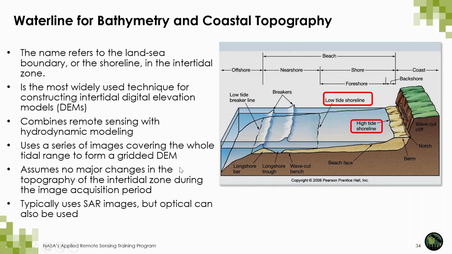From a series of images covering the entire tidal range, a set of waterlines is assembled and interpolated to form a graded digital elevation model, or DEM. The technique assumes that there are no major changes occurring in the topography of the intertidal area during the image acquisition period. For example, no major erosional or depositional changes during that time. For this method, SAR images are typically used for this analysis. Nonetheless, optical data can also be used and even combined with SAR if there's no cloud cover in particular.